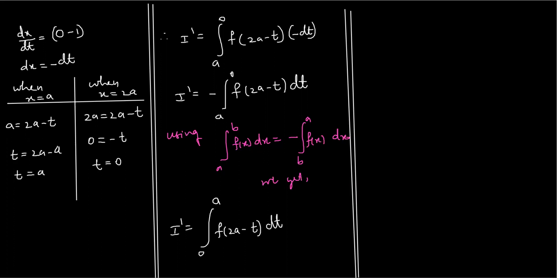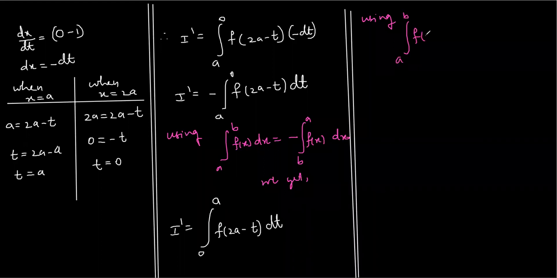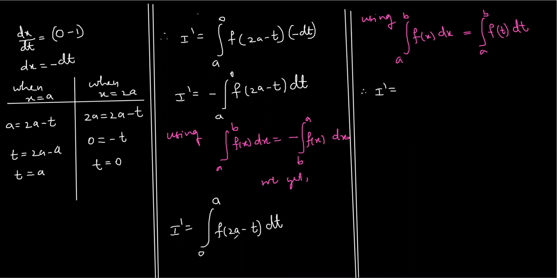Now after this one more property we will use, which is a to b f of x dx is same as a to b f of t dt. This property helps me change the variable if the interval and the functions are retained. If you keep the same interval and same function, you can always change the variable. So I write a to b f of x dx is a to b f of t dt. Therefore, I dash is equal to 0 to a f of 2a minus t dt, which is f of 2a minus x dx.